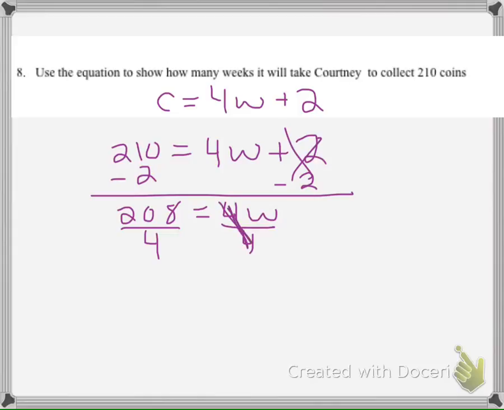So the 4's cross out. 208 divided by 4 is 52 equals W. So in order to collect 210 coins, it would take 52 weeks.